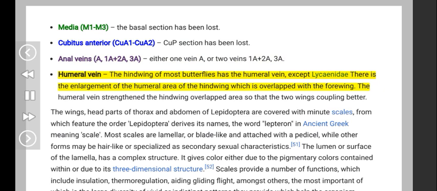Humeral vein. The hindwing of most butterflies has a humeral vein, except Lycaenidae, where there is an enlargement of the humeral area of the hindwing which is overlapped with the forewing. The humeral vein strengthens the hindwing overlapped area so that the two wings couple better.